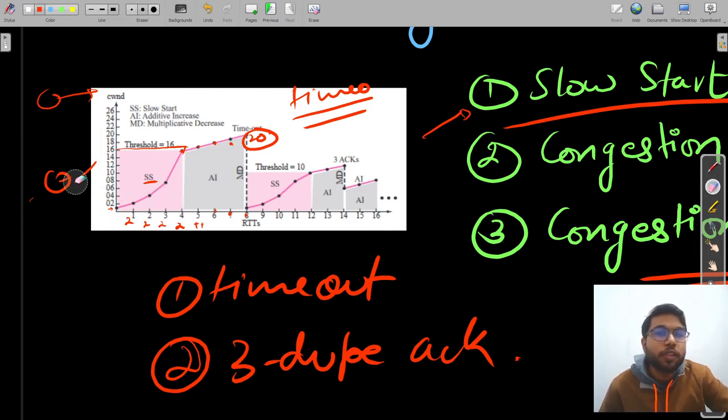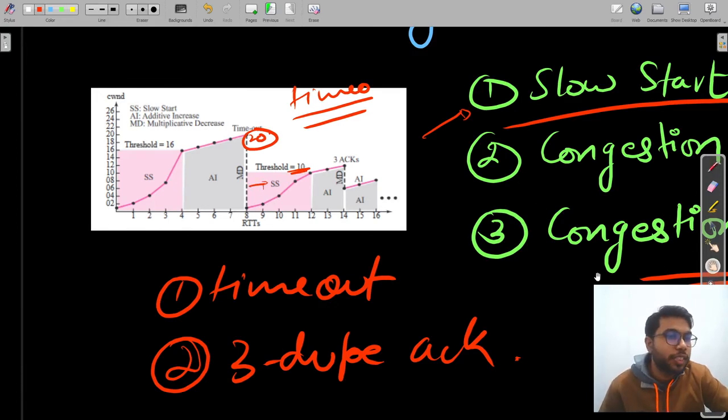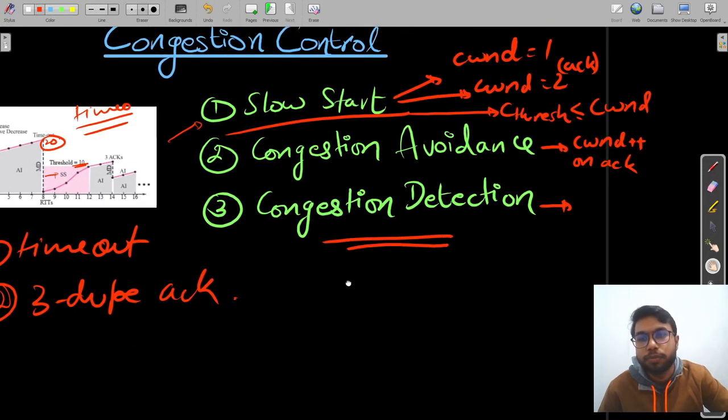So once your timeout happens, what you say is my threshold is half of whatever my current window size is, right? So my current window size is 20. So I say my new threshold is what? 10. Okay. My new threshold is 10, and I will now again start from slow start. Okay. So let's move back and let's see what we talked about.